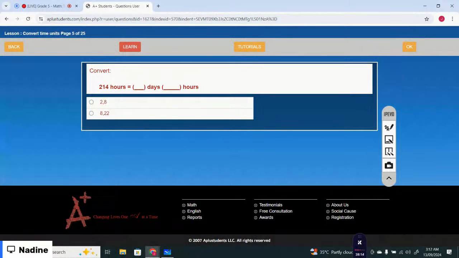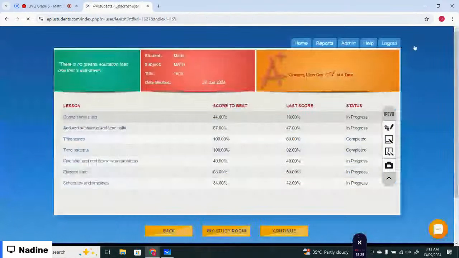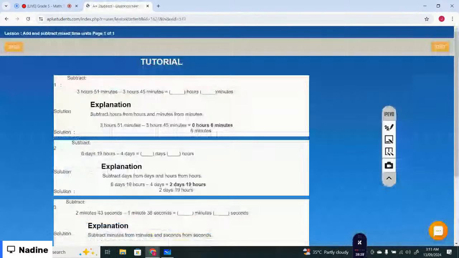Very good. Okay, you can read the lesson by yourself later today. Let me just move on to the next lesson. And the next lesson is add and subtract mixed time units. So let's just start with the lesson.